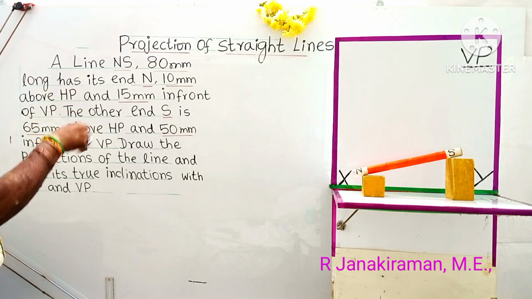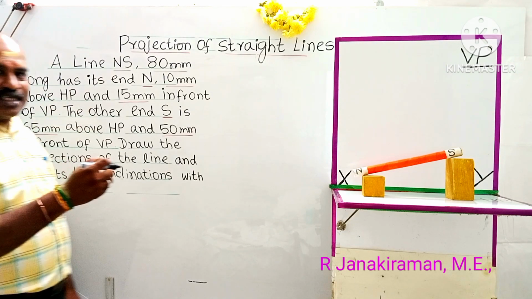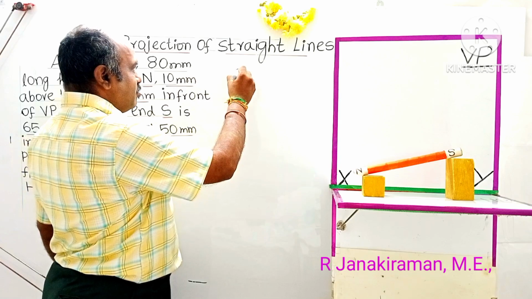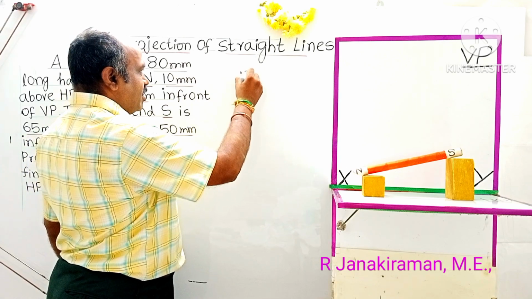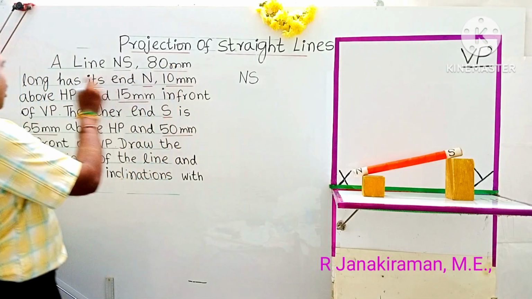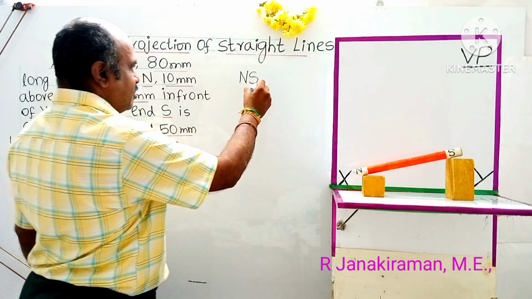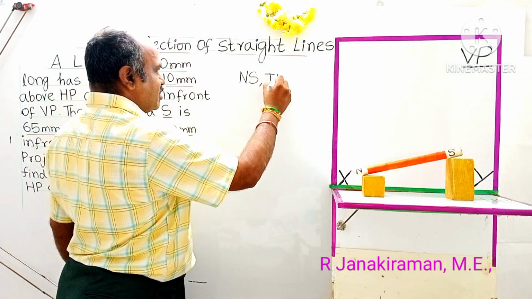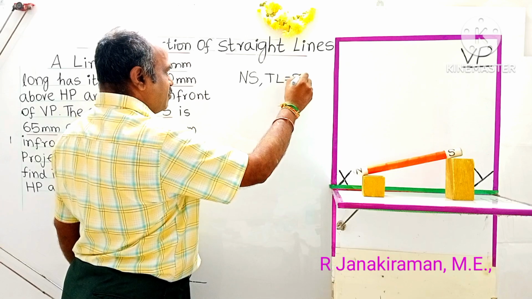Understand? So the question is given like this. The name of the line is NS, so note down on your drawing sheet: NS is the name of the line. 80 mm long is the true length of the line. TL stands for true length, which is given as 80 mm.